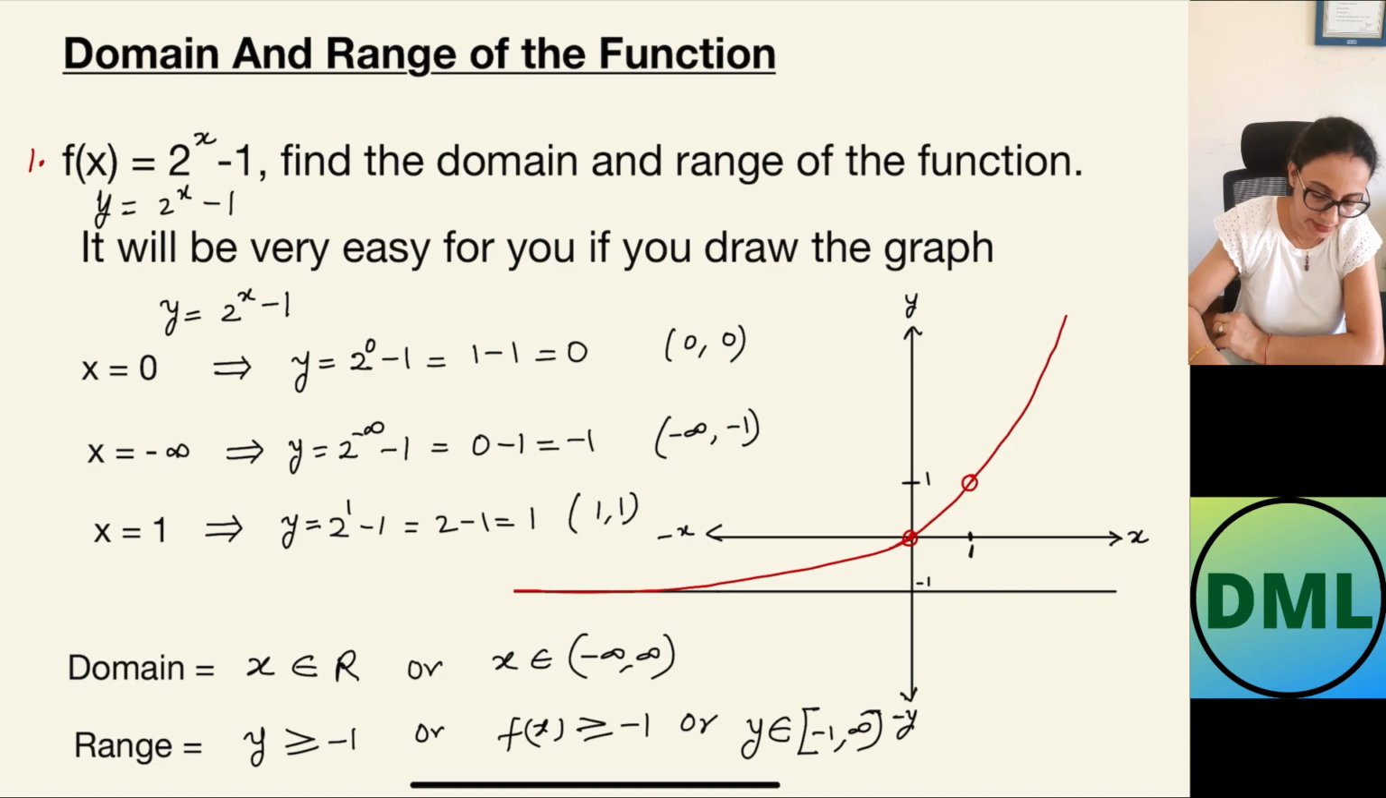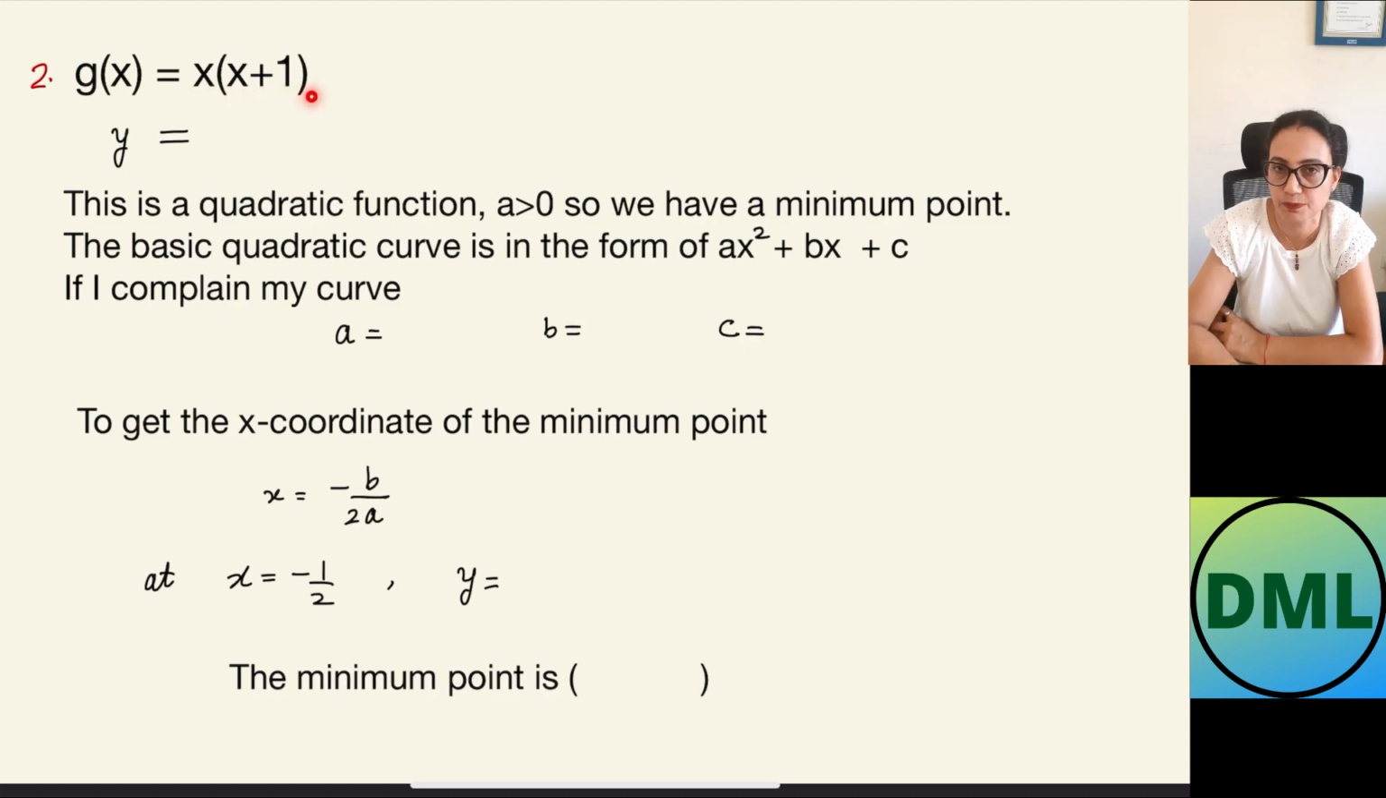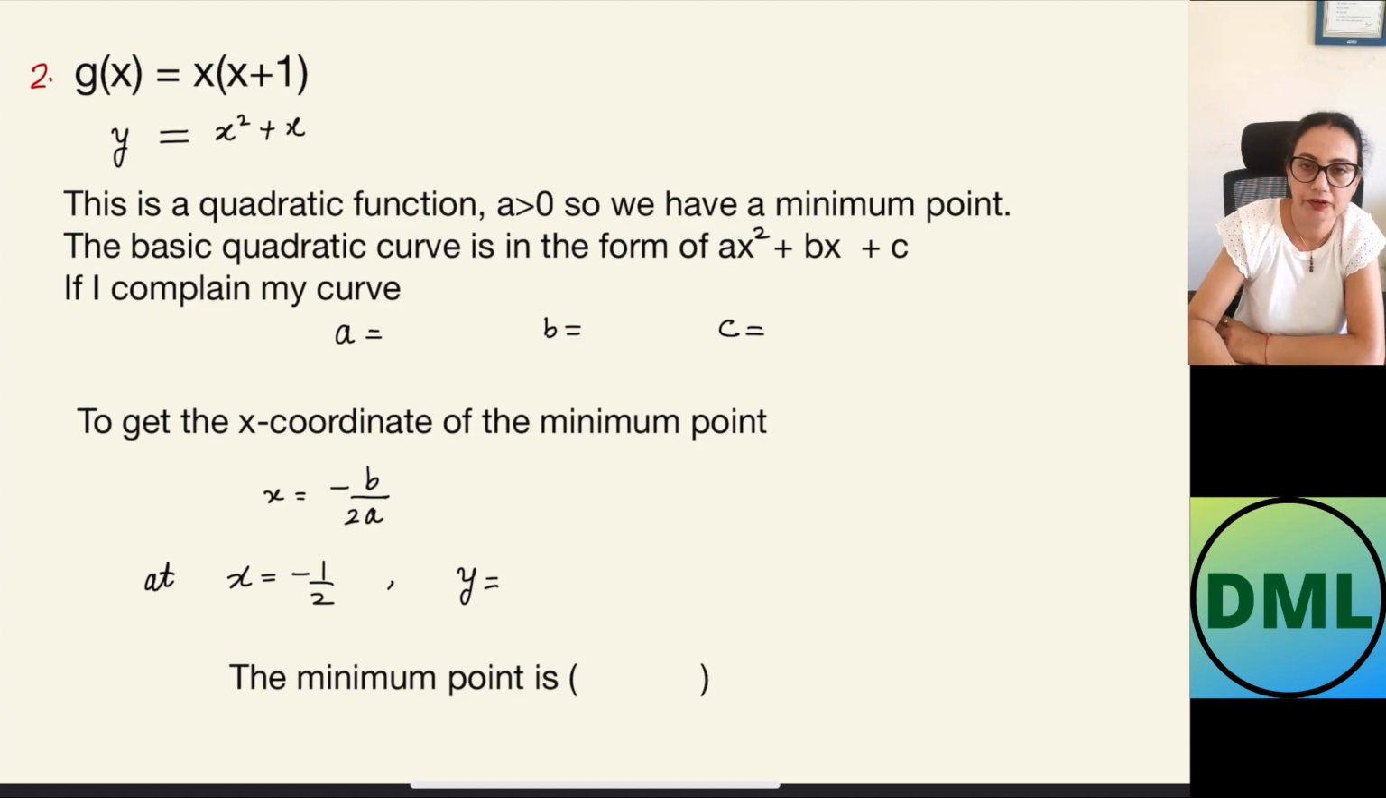Let's see one more example. This is the function I have in front of me. g of x is equal to x times (x plus 1). If I open my function, I will write it as x squared plus x. You know that this is a quadratic curve because our basic quadratic form is ax squared plus bx plus c. If I compare this with my original equation, the value for a is 1, the value for b is 1, and the value for c is 0.